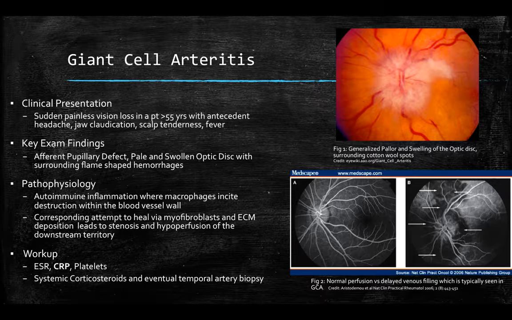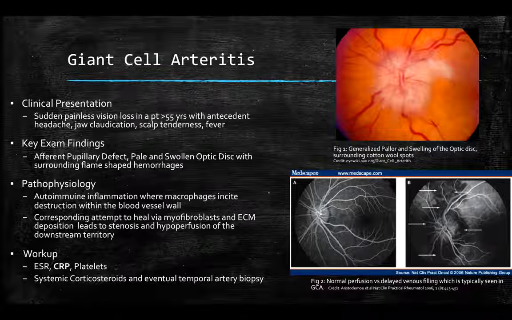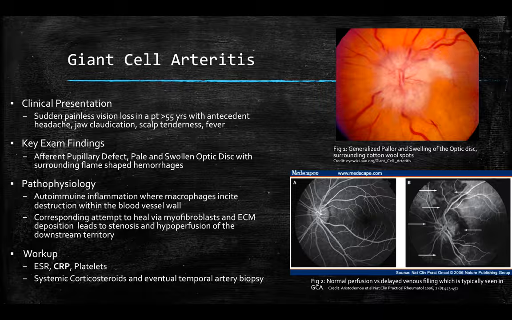So a little bit about giant cell arteritis. The clinical presentation involves sudden painless loss of vision, typically in a patient above 55 years of age who has antecedent headache, jaw claudication, scalp tenderness, and fever. Many times, patients will also endorse weight loss and night sweats. Really, they just don't feel good when they have giant cell arteritis, and it's typically in the older population.